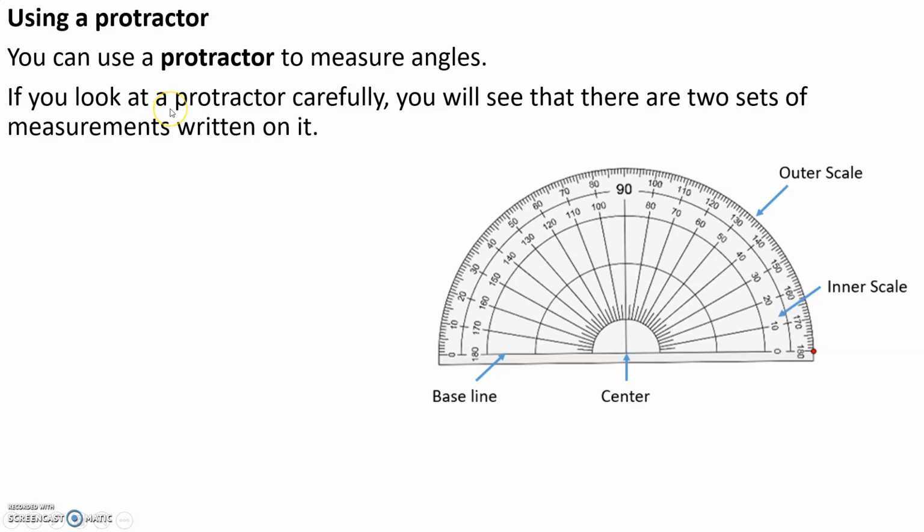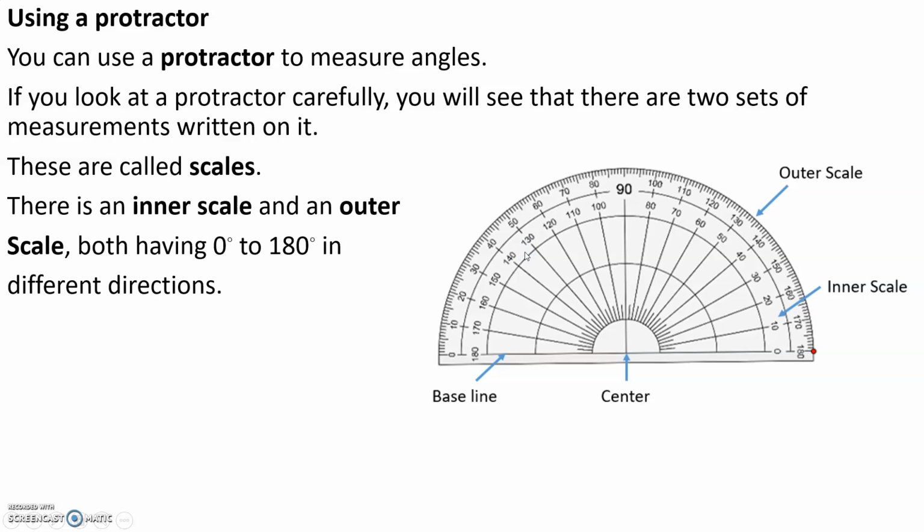If you look at the protractor carefully, you will see there are two sets of measurements written on it. See here, this is the center of the protractor. This is the baseline. This one is the inner scale and this one is the outer scale. The inner scale starts from the right hand side till the left hand side from 0 to 180 degrees, and the outer scale starts from the left hand side 0 to 180 degrees. Both have 0 to 180 degrees in different directions.